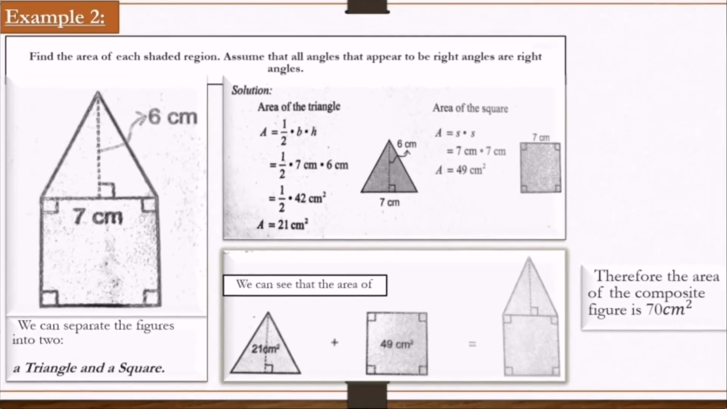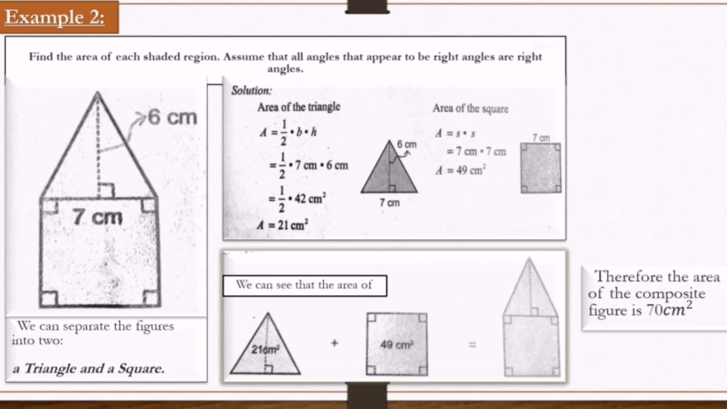Example number 2. Find the area of each shaded region. Assume that all angles that appear to be right angles are right angles. Now, as you can see, we have this composite figure, which is a combination of a triangle and a square.